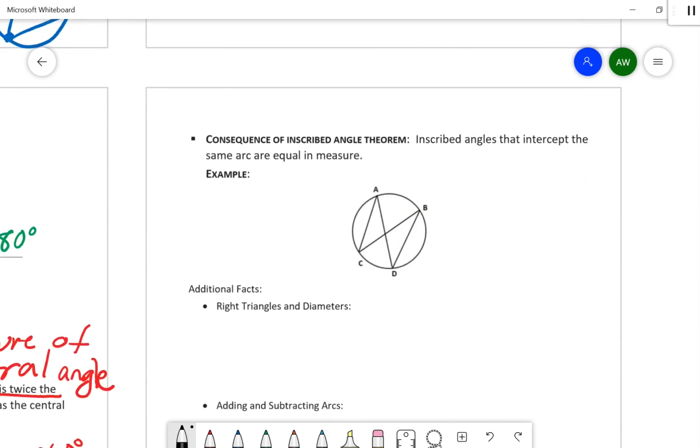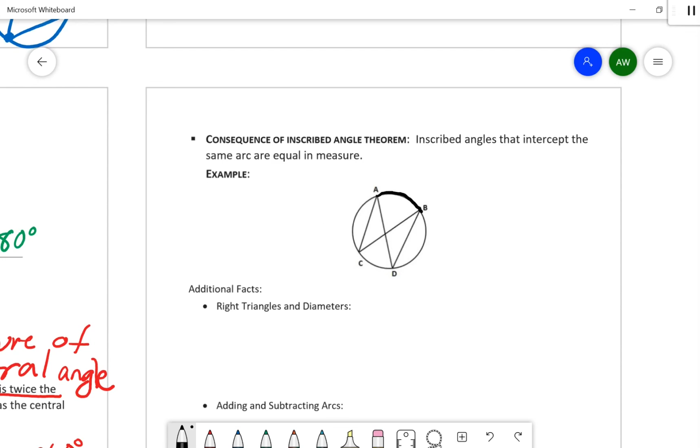There's one more theorem we're going to talk about. This is a really important theorem that follows from the inscribed angle theorem, and we could prove it, though we're not going to do that today. This theorem says inscribed angles that intercept the same arc are equal in measure, right? So let's say that I'm looking at this arc, arc AB. Now there are two angles that intercept that arc, right? Angle ADB intercepts arc AB, and also angle ACB intercepts arc AB.